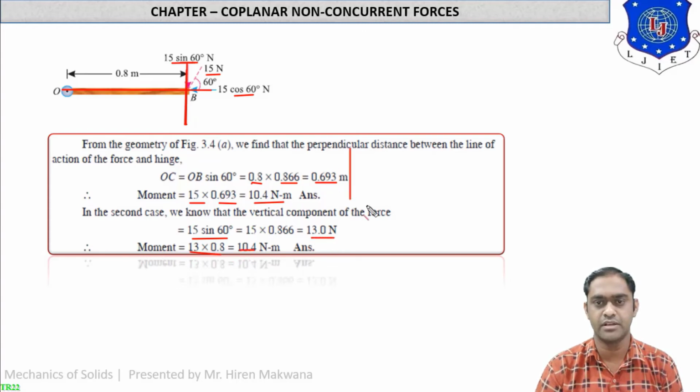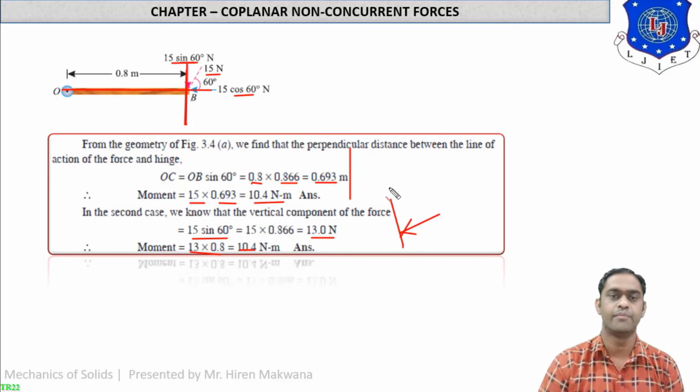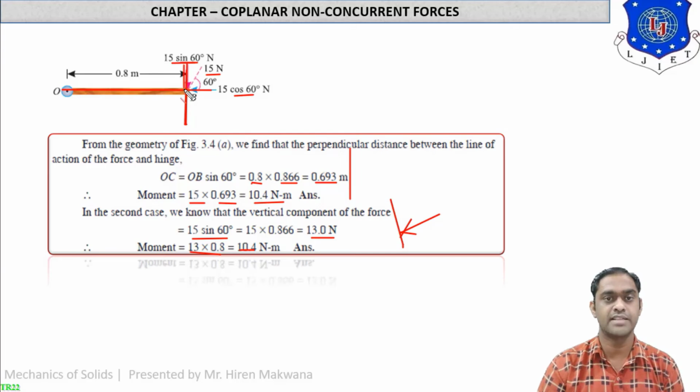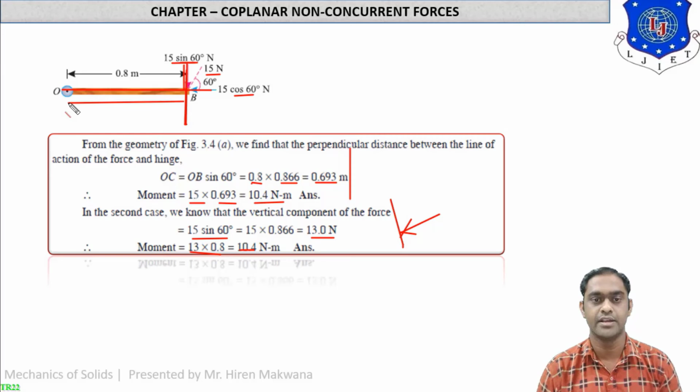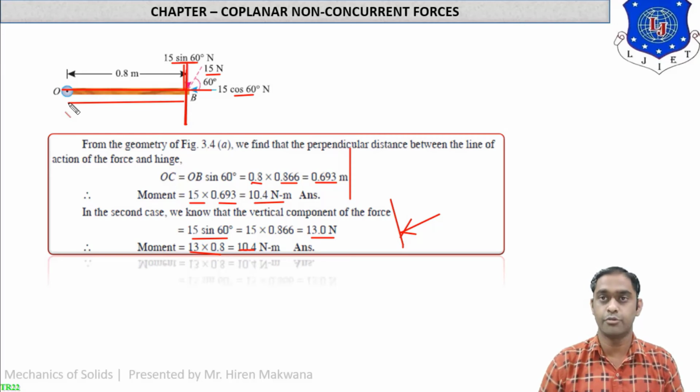This is the first method, and this is the second method. But the second method is very easy for you. Again repeating, what happens? 15 sine 60 is the vertical component and 0.8 meter is the horizontal distance of it. So the answer will be 10.4 Newton meter.